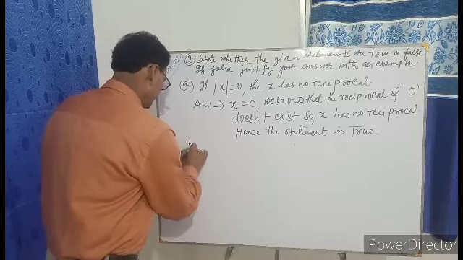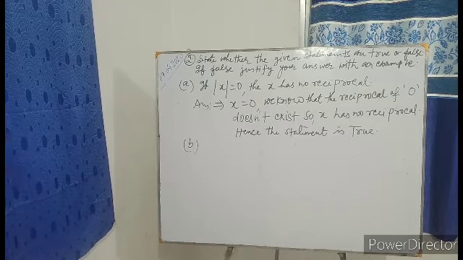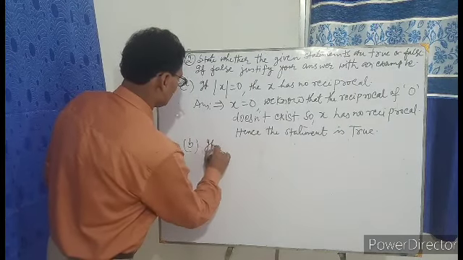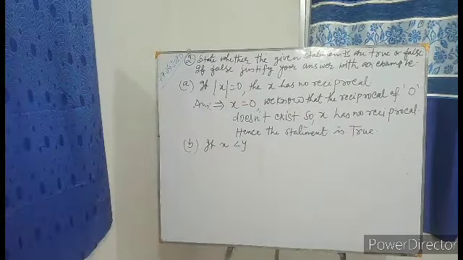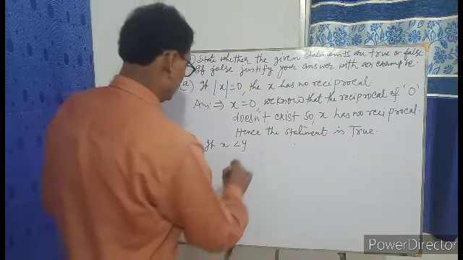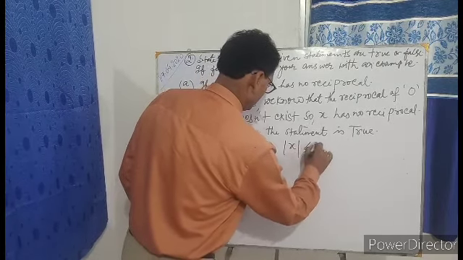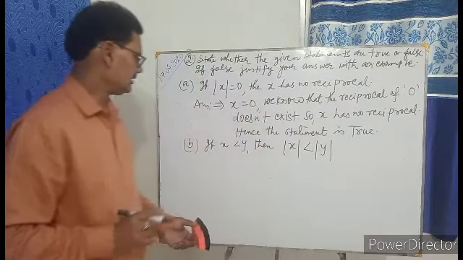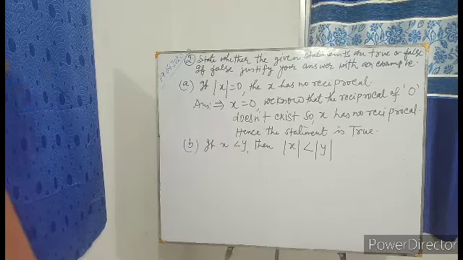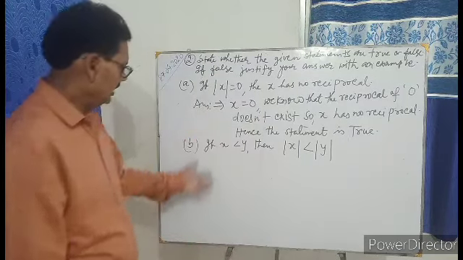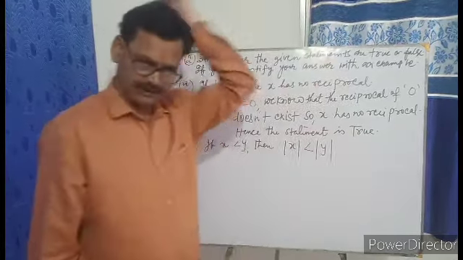Okay, now let us see part B, its second question. If x is less than y, then mod x is less than mod y. Now let us see this question. If x is less than y, then mod of x is less than mod y.